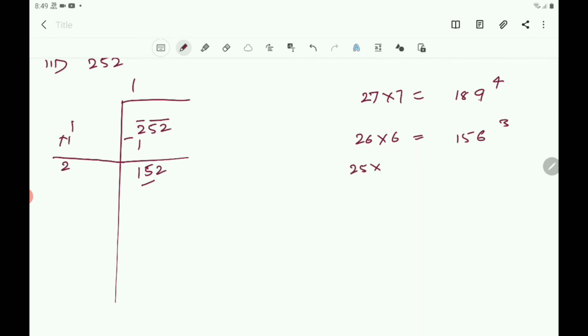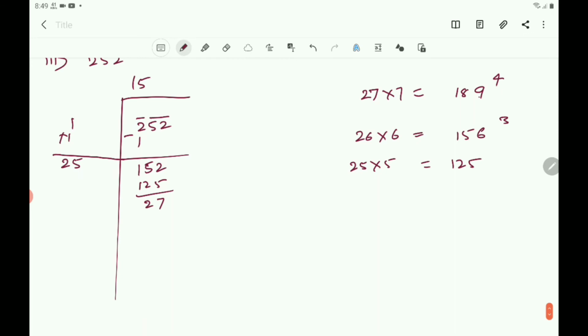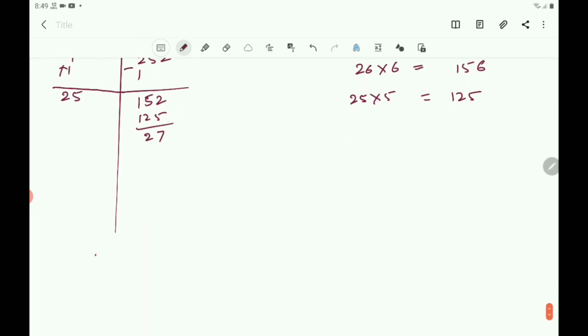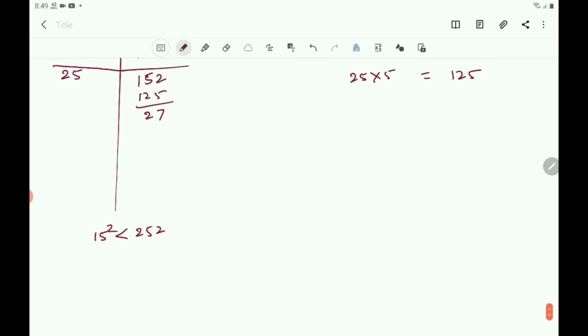Then you take 25 5s. 25 5s are 125. 12 minus 5 is 7. Then 4 minus 2 is 2. So here 252 is greater than 15 square. 15 square is lesser than 252.